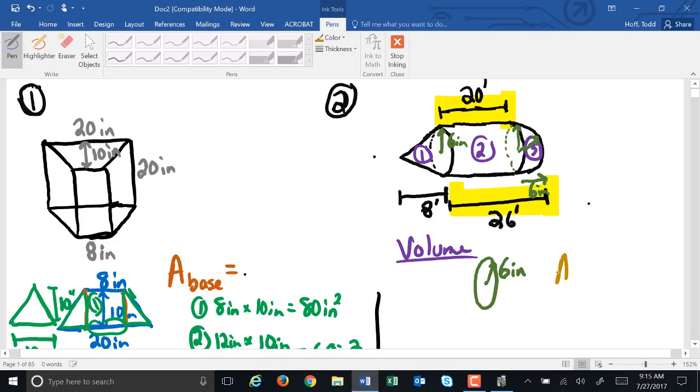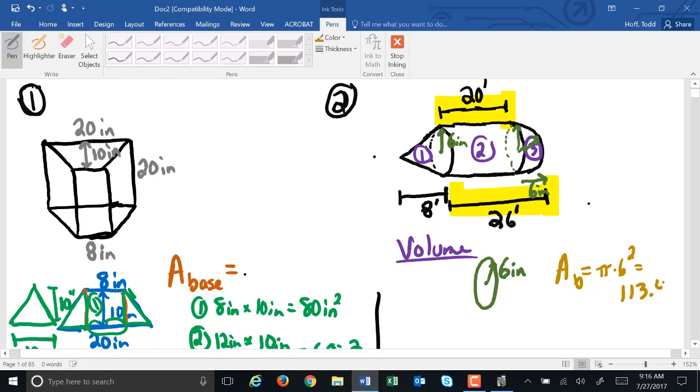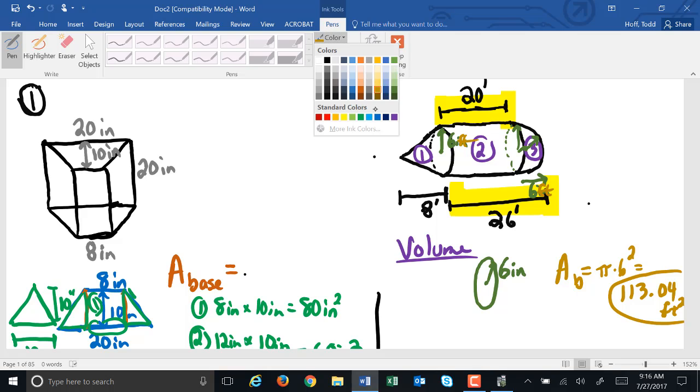Once you have that, then the area of that base, the area of that circle, is pi times 6 squared, otherwise known as 113.04. And that's going to be, oops, I said inches there, but it's actually feet squared. That should have been feet and feet. So 113.04 square feet, the area of that base. Now I can find the volume for my individual pieces.